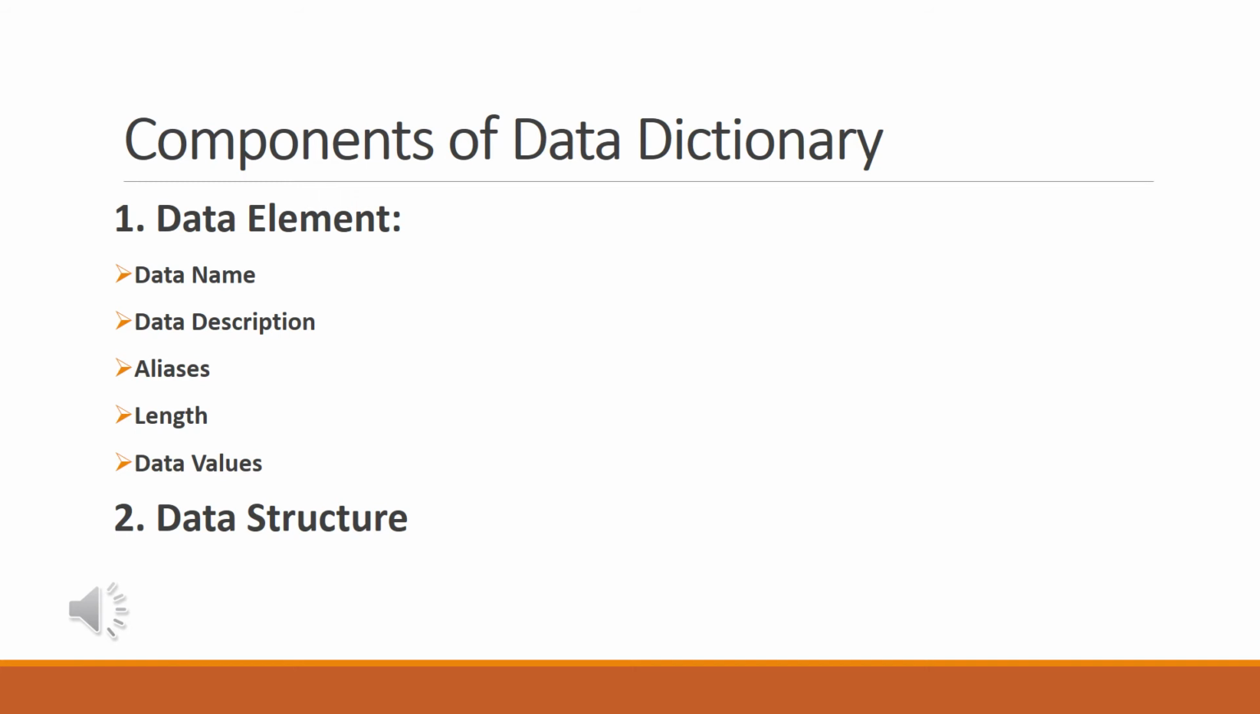Then the second one is data description. It is the brief description of what that element is representing. Then the third one is aliases. Aliases are nothing but the synonyms that we are using. Synonyms means the other names that we can give to that element. Then the next one is length. Length identifies the number of spaces that we require for each data item, and how much space it will acquire in the memory. Then the last one is data value. Data value specifies what value is given to that particular element. So these are the components of the data elements.